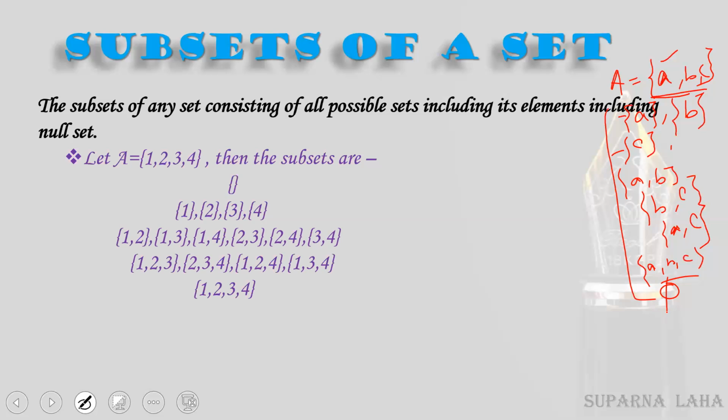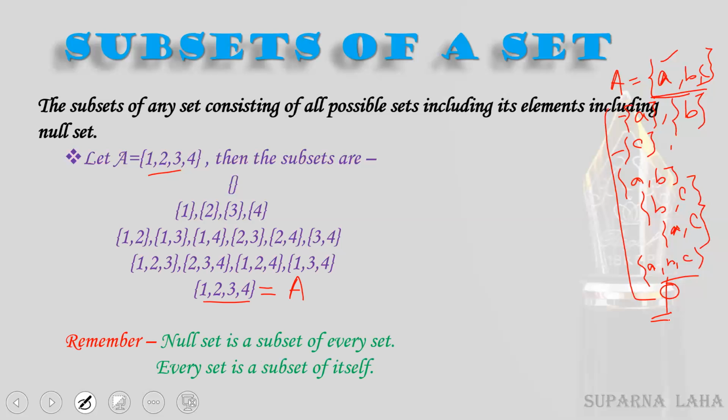Every element of this set is also present here, and what is this? This is the set A, right? So the set is a subset of itself, and phi is also a subset of any set. So remember this one: the null set is a subset of every set, and every set is a subset of itself. We can also prove mathematically that the null set is a subset of every set. So let's prove this too.